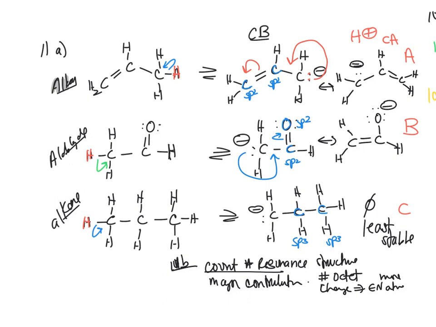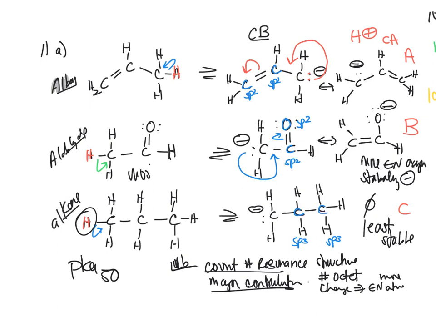And I'll tell you, excuse me, the pKa of an alkane is 50. That's the cost of trying to take that hydrogen. Okay, here we have the same number of resonance structures. So now we've got to look at the major contributor. Would it be more stable to have the negative charge on the oxygen or on the carbon? Yes, the more electronegative oxygen would stabilize the negative charge. So this one's going to be more stable. So this is going to be your most acidic. And then this one's going to be second. And then this would be the least.